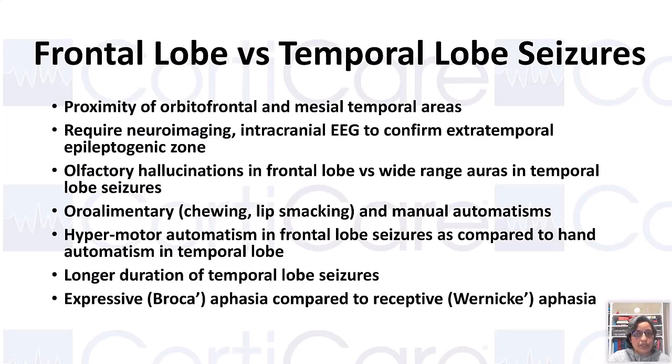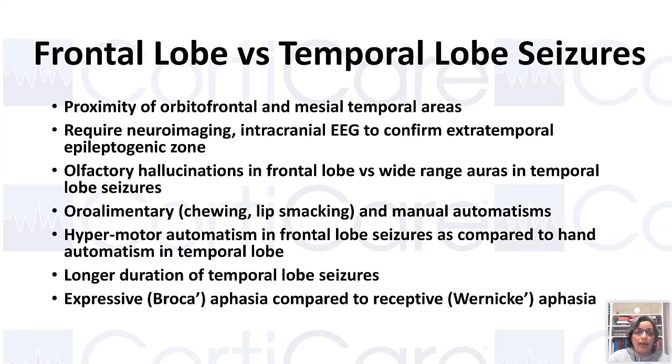There are similarities between frontal and temporal lobe seizures. The mesial temporal area and orbitofrontal cortex of the frontal lobe are in very close proximity. So the seizures share some similarities between them, right? We require neuroimaging and intracranial EEG to confirm if the seizures are extratemporal, if the epileptogenic zone is outside the temporal lobe. Olfactory hallucinations are present in both types of seizures, but the temporal lobe, however, has a wide range of auras. But one hallucination or aura which kind of confuses is the olfactory one.